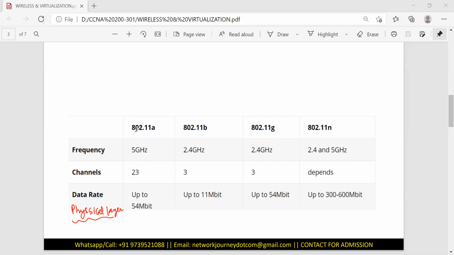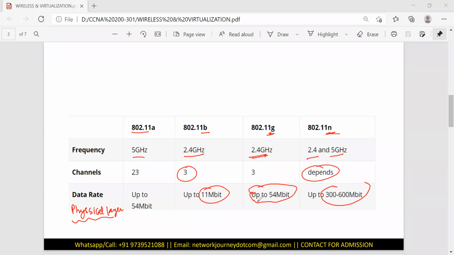So A is using 5 gigahertz, B is using 2.4, but it supports 3 channels and the data rate is also low. And 11g is also using 2.4 gigahertz, but it supports a maximum of 54 megabits data rate. And N is using both 2.4 and 5 gigahertz, depending on which frequency you are working with, and you have 300 to 600 megabits per second. What you can see is that widely used are B and G, I can say, because they work with the same 2.4 gigahertz frequency.